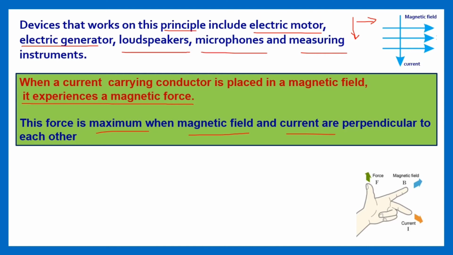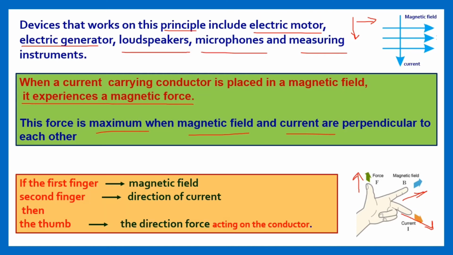That says when you stretch your thumb, forefinger, and second finger of the left hand, and the forefinger is in the direction of magnetic field and the second finger is in the direction of electric current, then your thumb will tell you the direction of force. So simply you can remember it like FBI. The first finger is magnetic field, the second finger is direction of current, and then the thumb will show you the direction of force acting on the conductor.